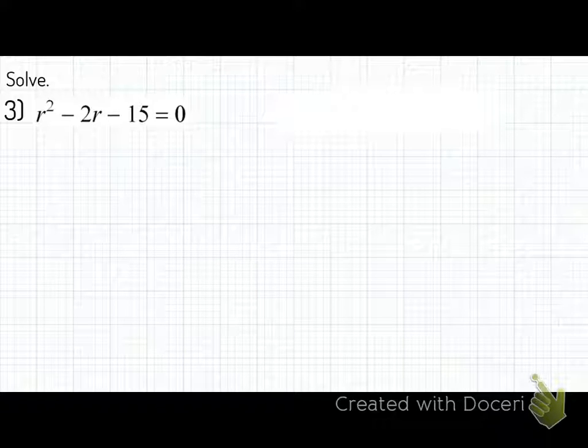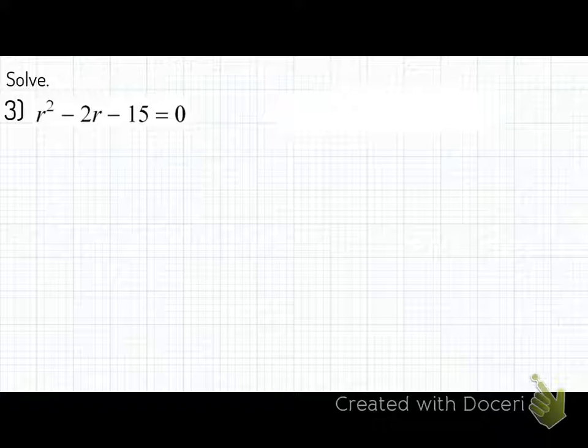And just to get everyone going, I got a question for you. What's the largest exponent in this problem? R squared, right? So that means how many solutions should I have? 2 solutions. Y'all get that? Okay. Go. R is equal to 5 and negative 3. R is equal to negative 5 and what? 5.